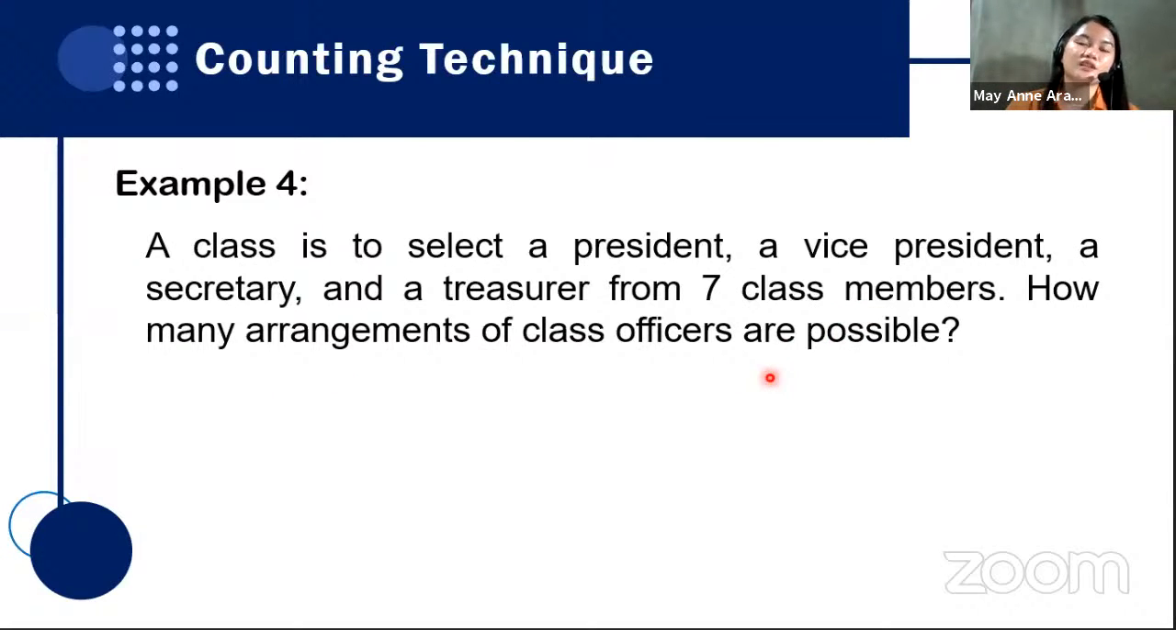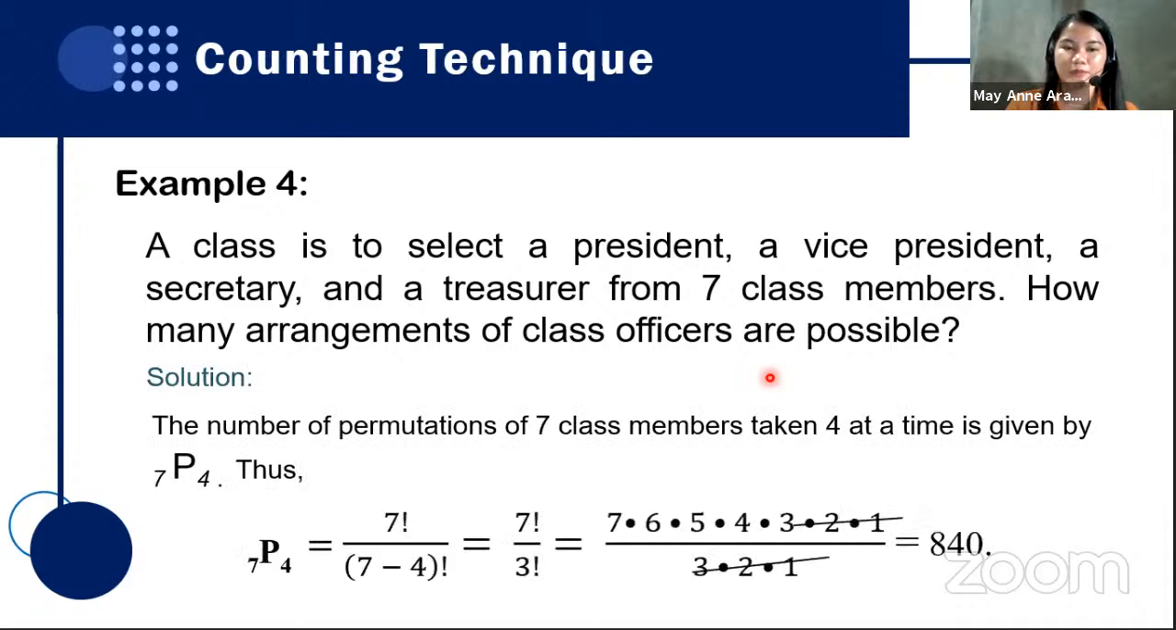So here, di ba, once na-select na yung president, ilan na lang yung choices for vice president, di ba nababawasan na, because here, order is important kapag sa election ng merong specific position. So for this, we'll apply this formula, 7P4 is equal to 7 factorial, or n factorial over n minus r factorial. So 7 minus 4, that is 3 factorial. So we can just cancel this, and you have 7 times 6 times 5 times 4 is 840.